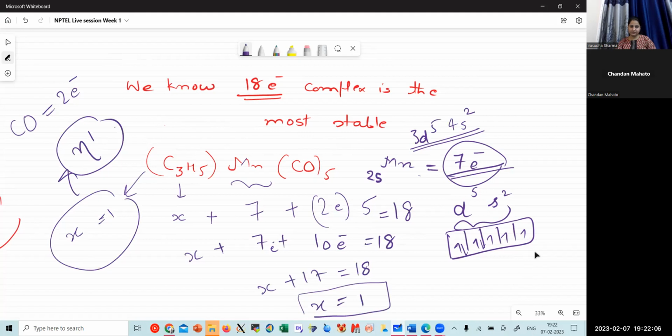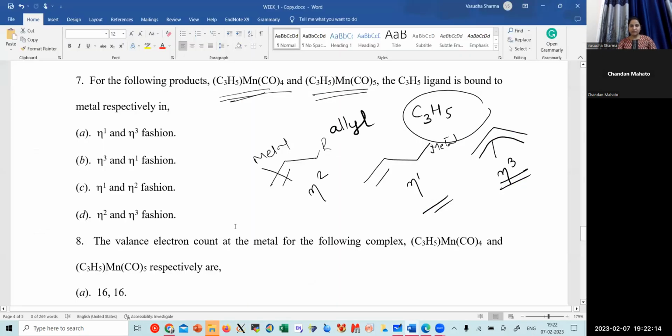Okay. So similarly, there is one more complex in the same thing. You need to calculate. We have done it for this C3H5 Mn(CO)5. You need to find out in what fashion this C3H5 is coordinating when there is one less CO. Can you try this? In the similar way, you have to calculate. Yes, ma'am, I can try.